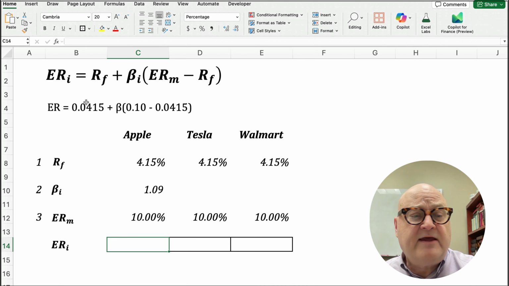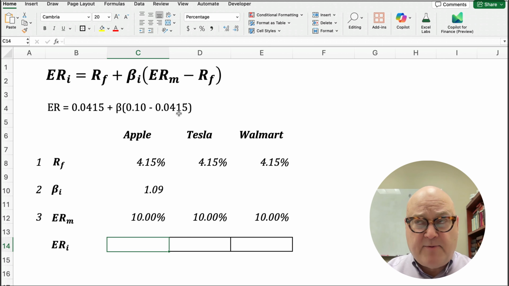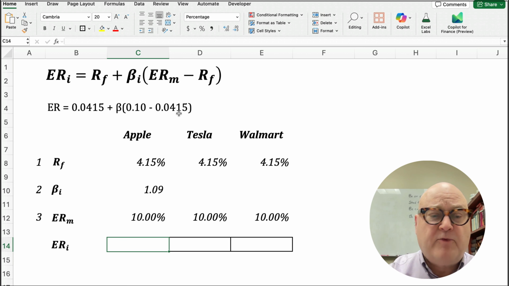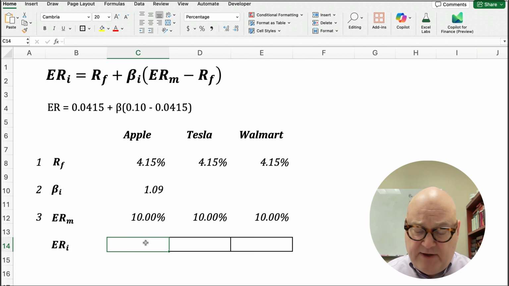We're going to take the 4.15% plus the beta times the 10%, which is our expected return on the market, minus the risk-free rate of that 4.15%. That number is the market risk premium, times the beta of 1.09. So let's do the math here in Excel.